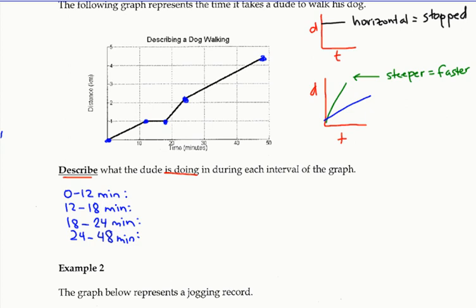What is he probably doing from 0 to 12 minutes? Walking the dog. We are walking, and we're walking. And then from 12 to 18 minutes, what is going on? You're stopped. So why might you be stopped for 4 minutes? The dog is going to the washroom. Okay, the dog is going to the washroom.